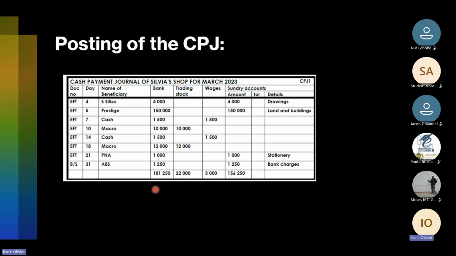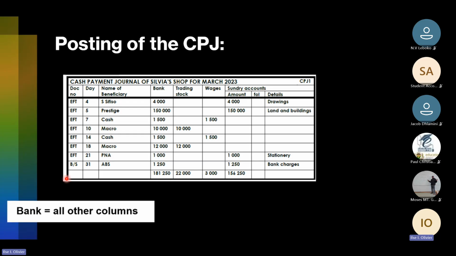So if we look at our CPJ, remember that we said bank is your most important column. If you take the other accounts like your trading stock, your wages and your sundry accounts, and you add these three amounts, then it will always give you your bank account total as well. So the 22,000 plus the 3,000 plus 156,250 will equal 181,250.